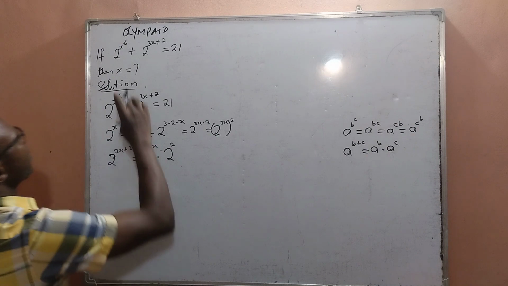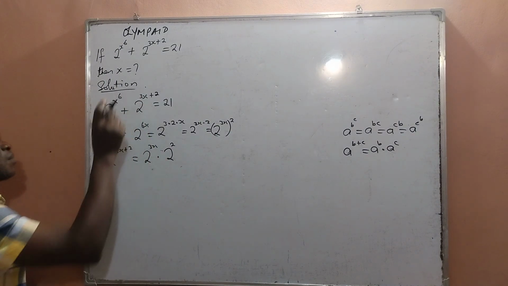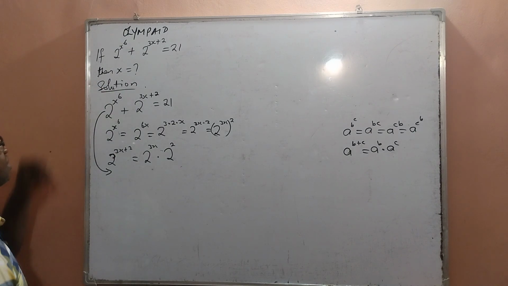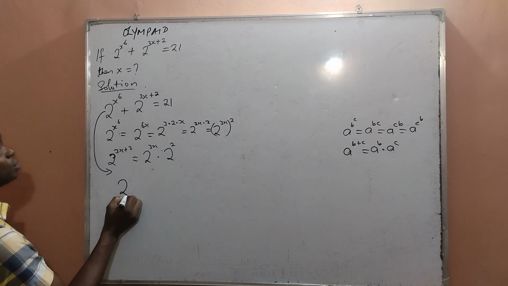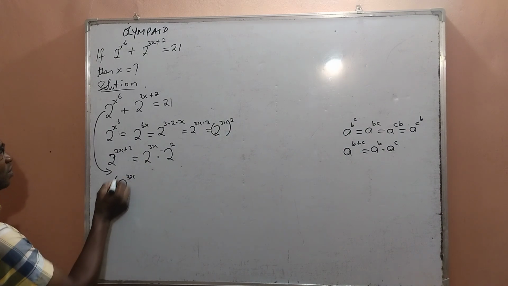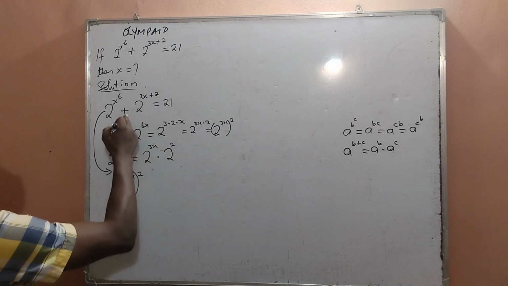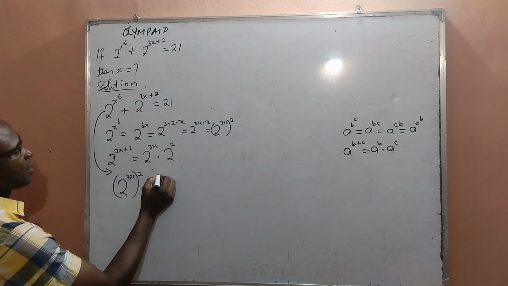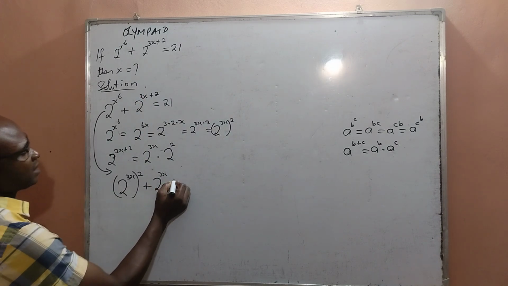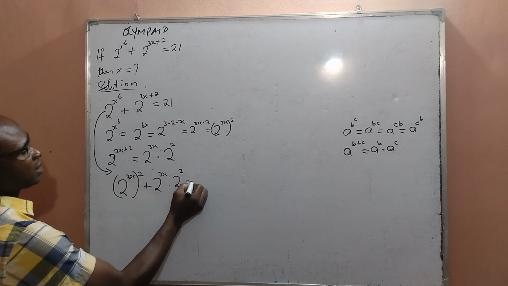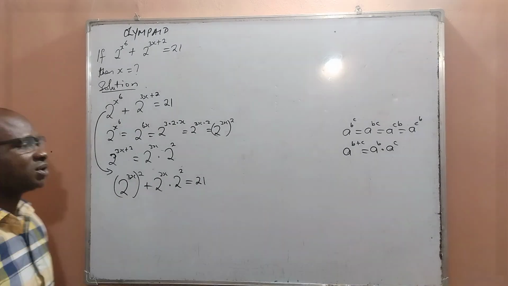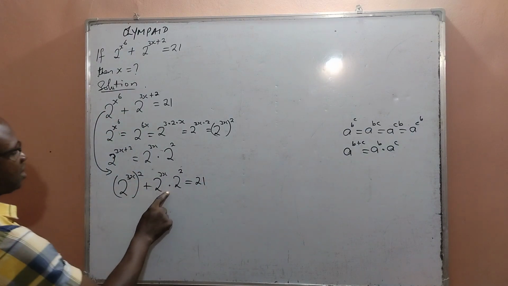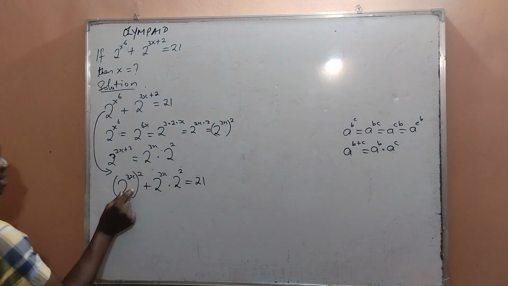Therefore, we can now say, in solving the given question, having explained all this, that 2 to the power of x to the power of 6 can be written as 2 to the power of 3x multiplied by 2. Then plus 2 to the power of 3x multiplied by 2 to the power of 2, is equal to 21. What I have done is apply the law of the exponential function in the second case here, and also for the first case.